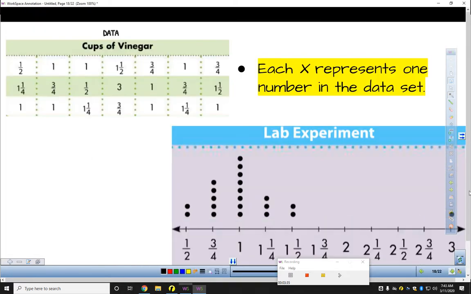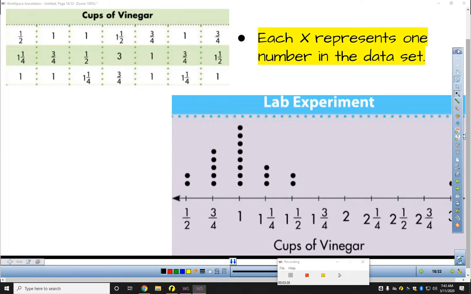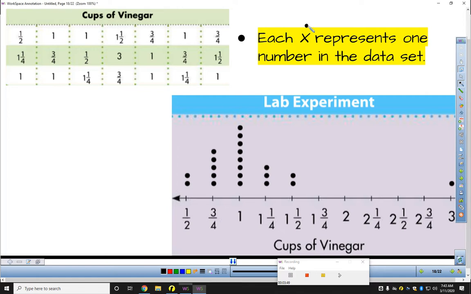Right? Here I took that table of data and I put it on a line plot, right? I put it on a number line where each X, or each dot in this case, right, represents one number in our data set. Right? For example, right, 1 1/4. That number was used 3 times. Here's 1, here's 2, here's 3 instances of using 1 1/4 cup. Every time it appears in that table, it needs to appear on your number line.